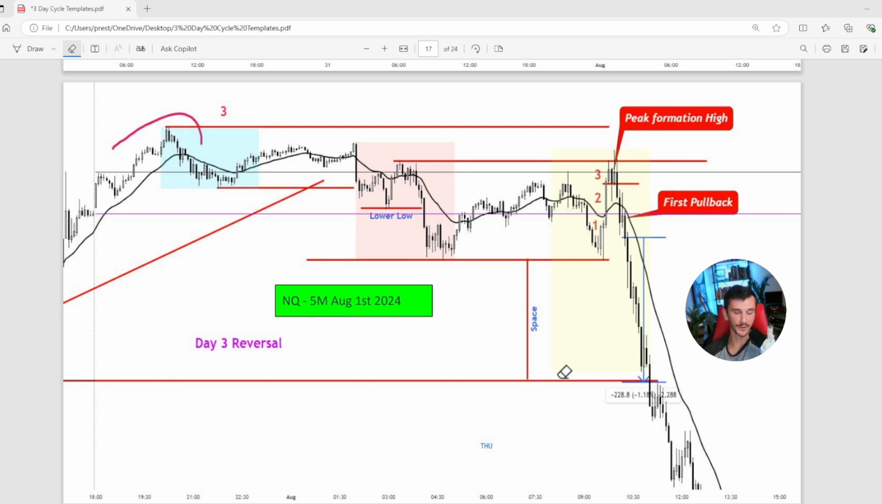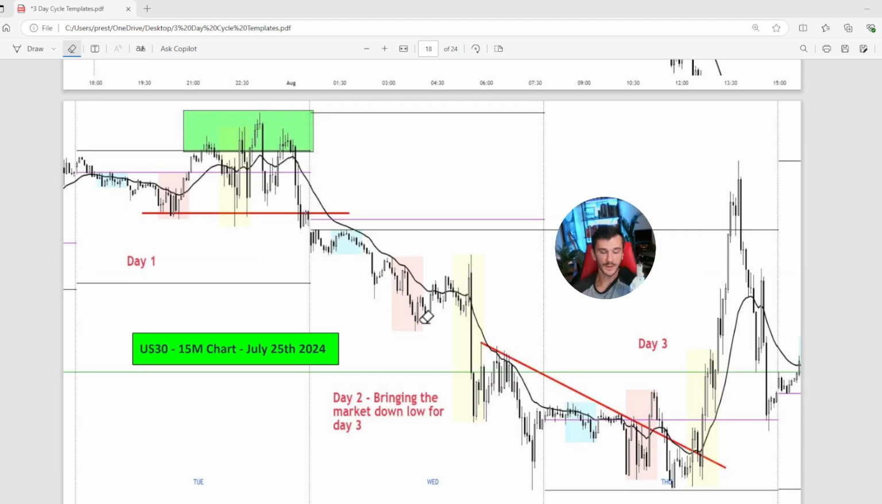And then, of course, targeting back down where we just talked about. You can target the low of the day. Of course, that doesn't really offer a lot of risk to reward, so it's best to target a... Here's another one where day one of the cycle, high of week reversal.